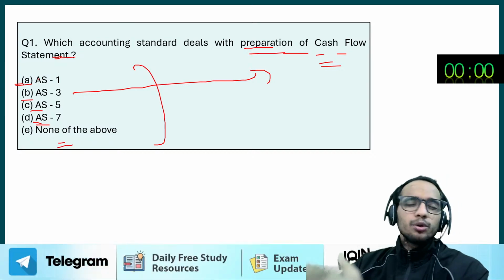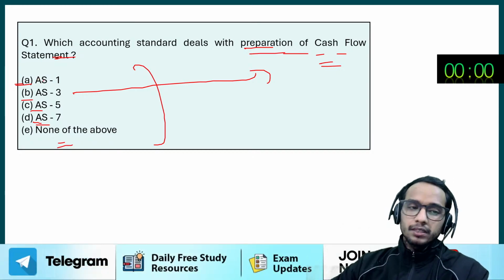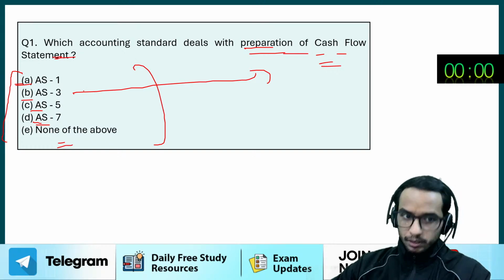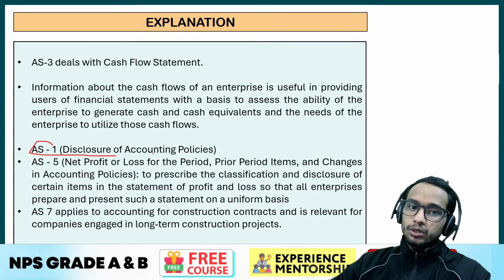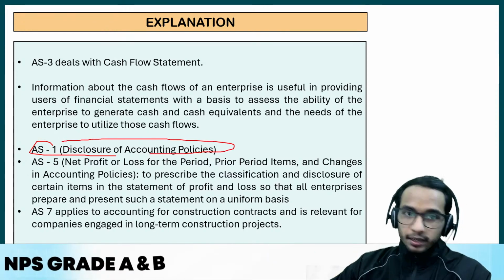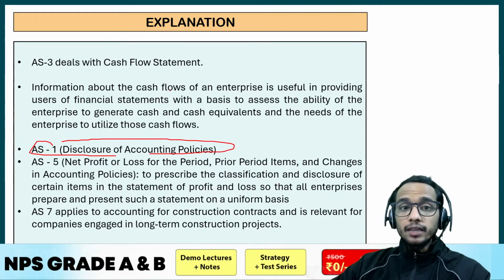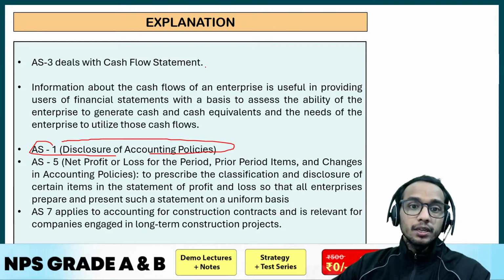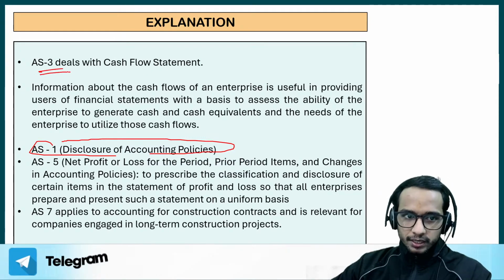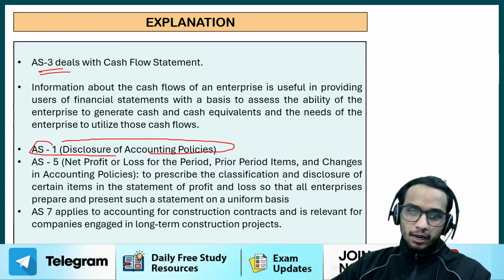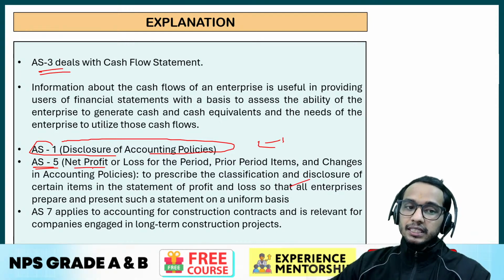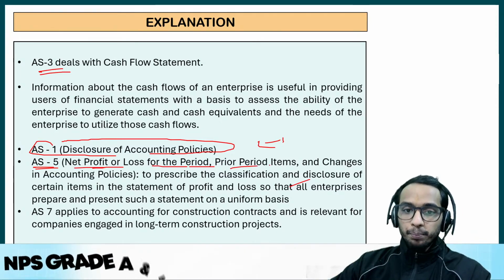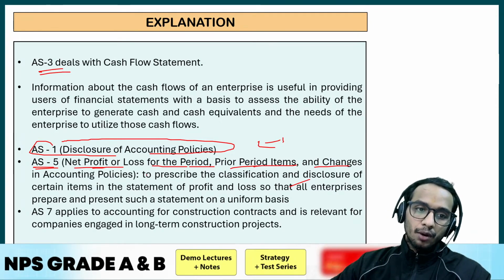So I'm just going to give you a brief about all the accounting standards that are written here in the options. Let's start with AS1 first. AS1 is disclosure of accounting policies, right? It is not the cash flow statement, and the question is asking you about the cash flow statement. Answer would be AS3, we know that, but let's discuss other accounting standards as well. AS5 is net profit or loss for the period, prior period items, and changes in accounting policies.